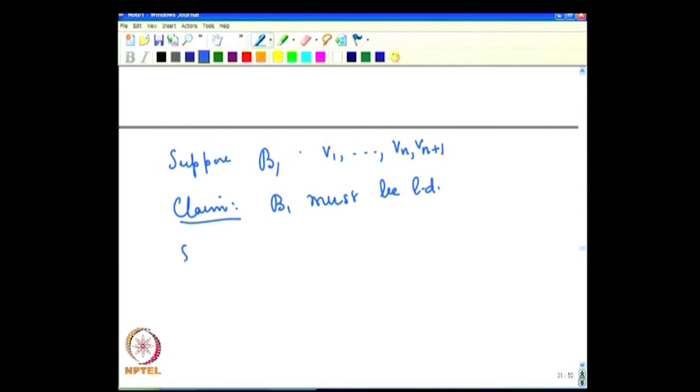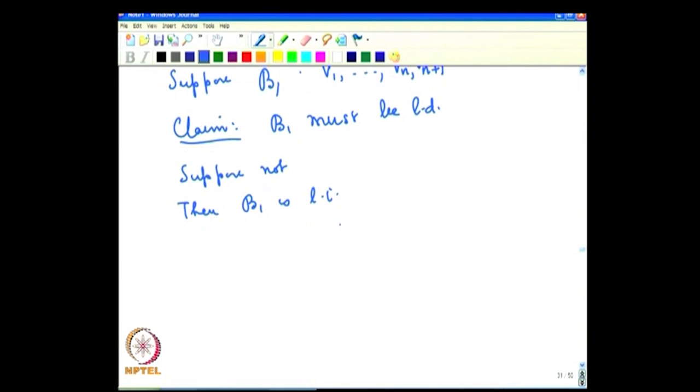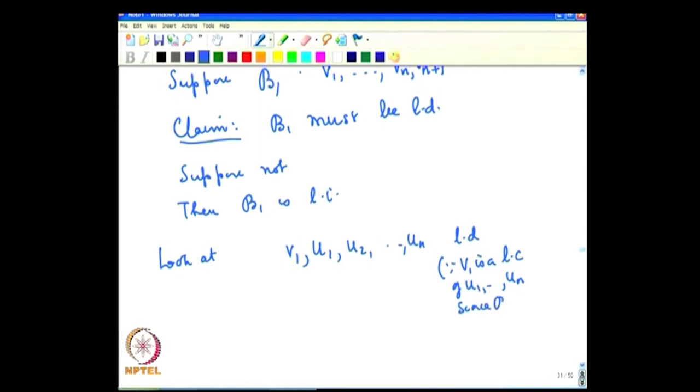Why is this so? Suppose not, then B1 is linearly independent. Now, we have all these vectors u's. We now append the vector v1. Since u1, u2, ..., un is a basis, v1 can be written in terms of u1, u2, ..., un, and therefore v1, u1, u2, ..., un will be linearly dependent, since B is a basis and everybody must be a linear combination.